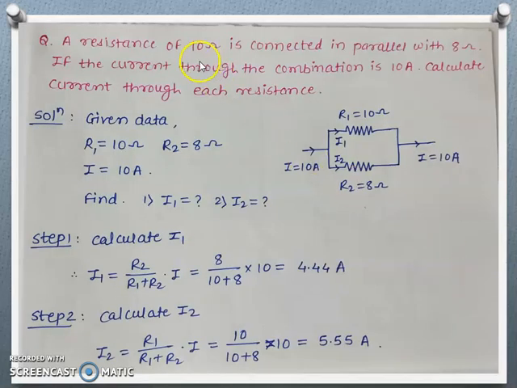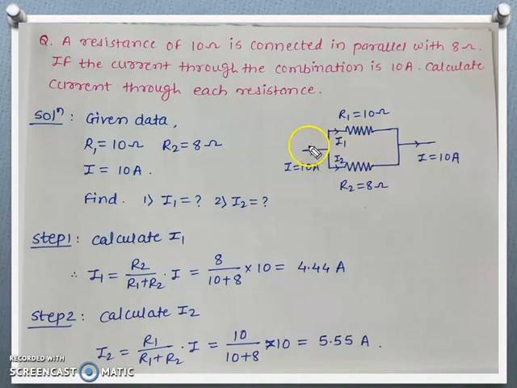Let's take one example. The question is: a resistance of 10 ohm is connected in parallel with 8 ohm. If the current through the combination is 10 ampere, calculate the current through each resistor. Here, first we will write the given data. R1 is equal to 10 ohm, R2 is equal to 8 ohm, and the total current is 10 ampere.